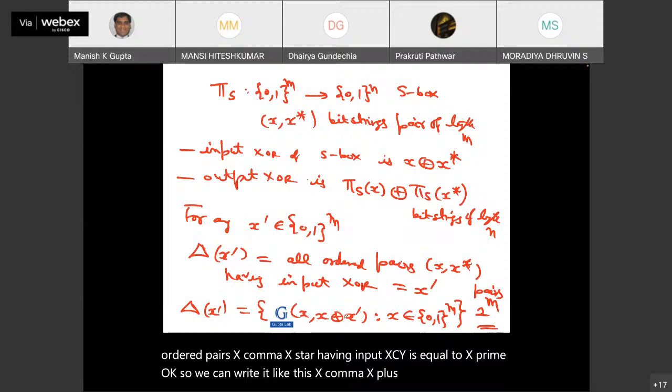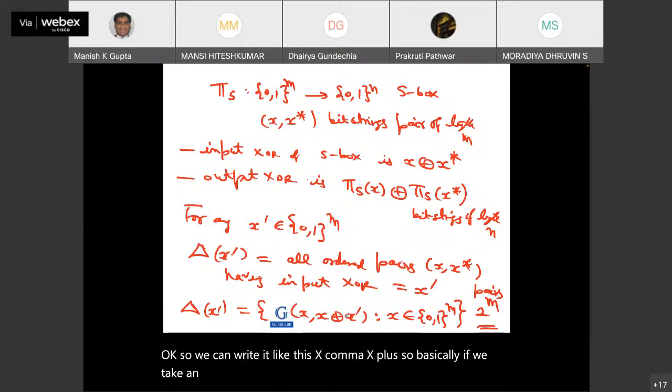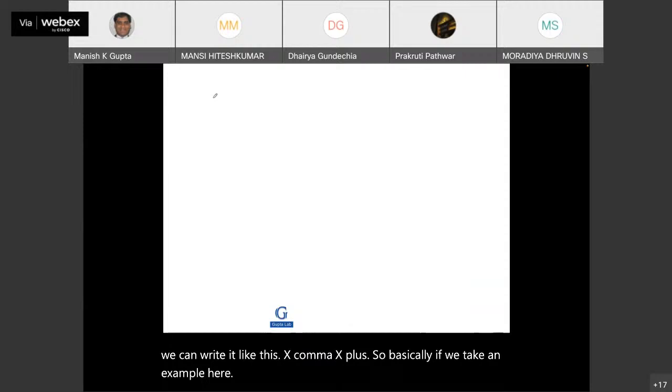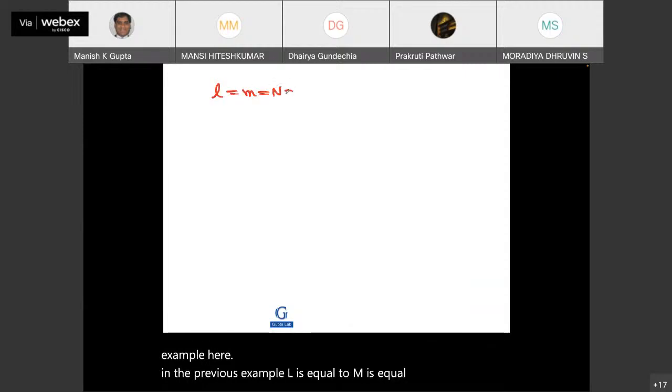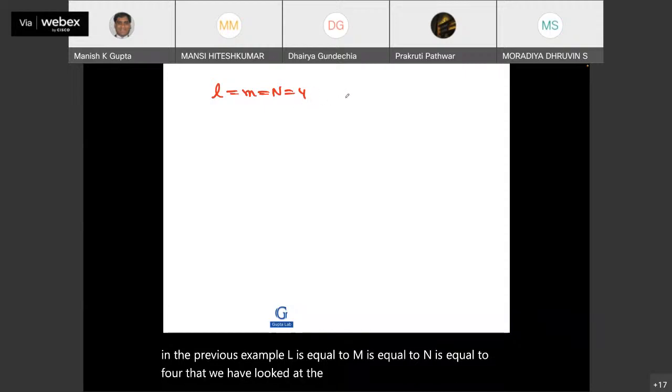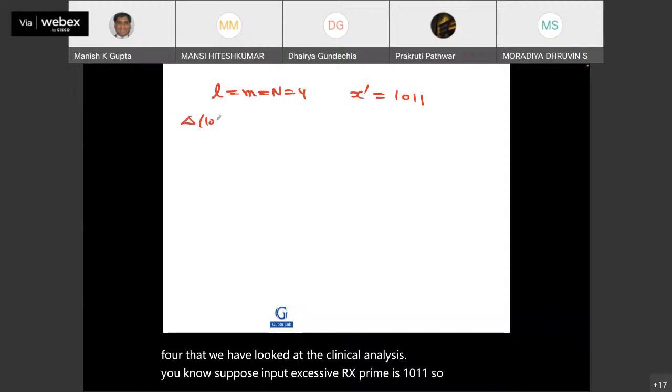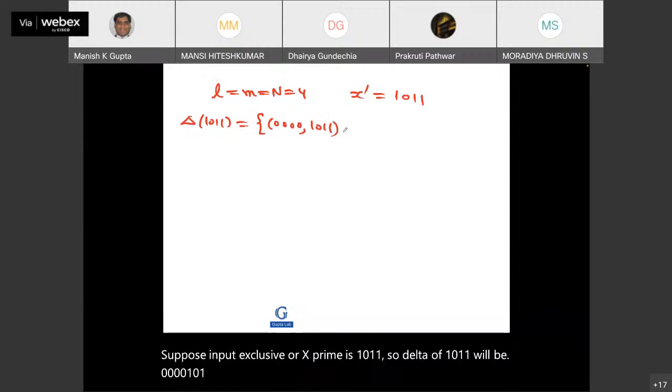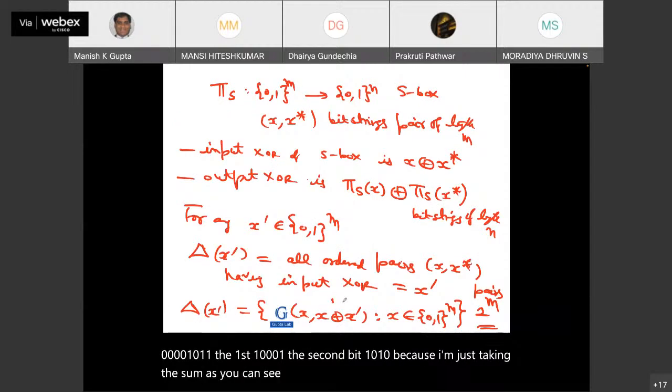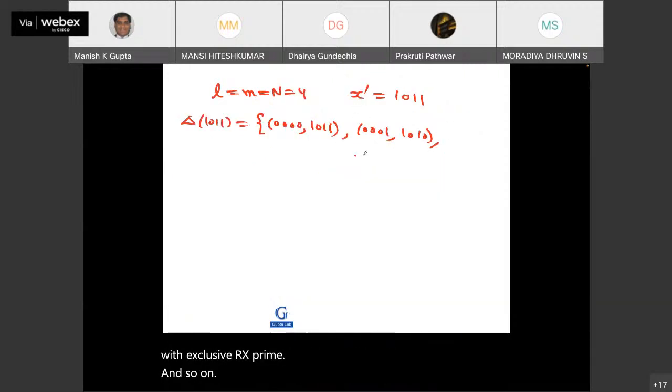So basically, if we take an example here, in the previous example, L is equal to M is equal to N is equal to 4 that we looked at in the linear cryptanalysis. Suppose input x plus x star, or x prime, is 1011. So delta of 1011 will be 0000 with 1011, the first one, 0001 with 1010, the second, because I am just taking the sum. As you can see here, I'm applying this operation, x with x plus x prime, and so on. This will continue until we have 1111 and 0100.